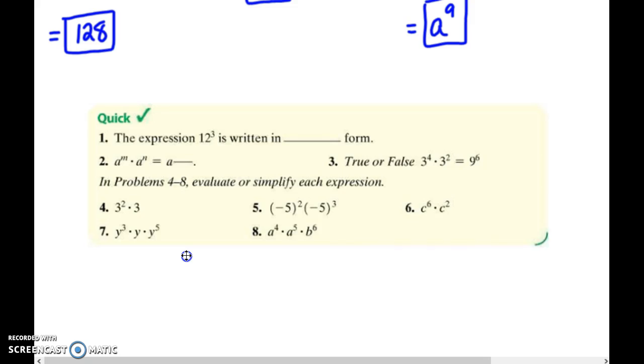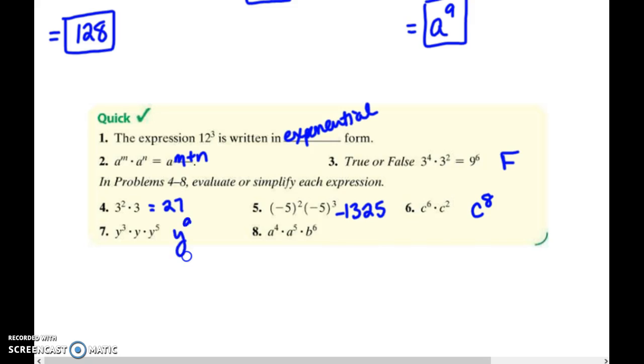You would have gotten, for number 1, this expression written in exponential form, 12 to the third. Number 2, this is just writing this rule down. What you do with the m and the n, you add them. So this is a to the m plus n, and those are supposed to be in the exponent. Kind of hard to tell. Number 3 is false. You don't do anything to the bases. It should just be 3 to the 6th. Number 4 would be 3 cubed, or 27. Number 5 would be negative 5 to the 5th power, which is negative 3125. Number 6 would be c to the 8th. Number 7 would be y to the 9th. And number 8 would be a to the 15th.